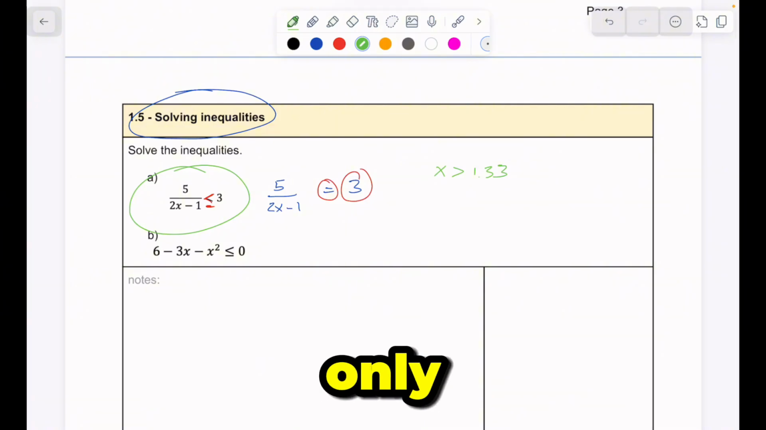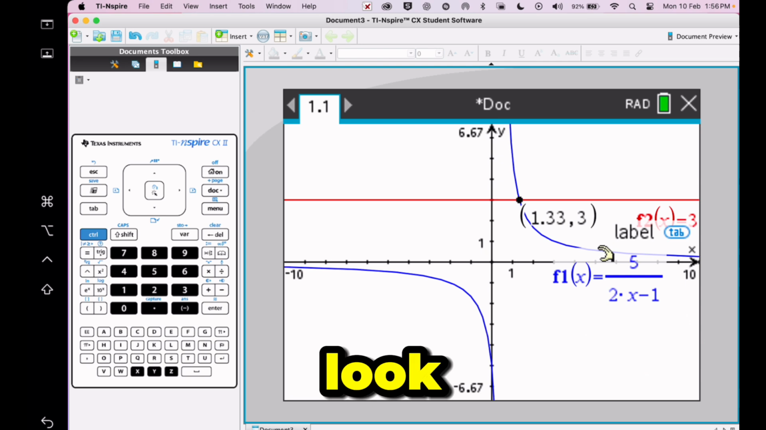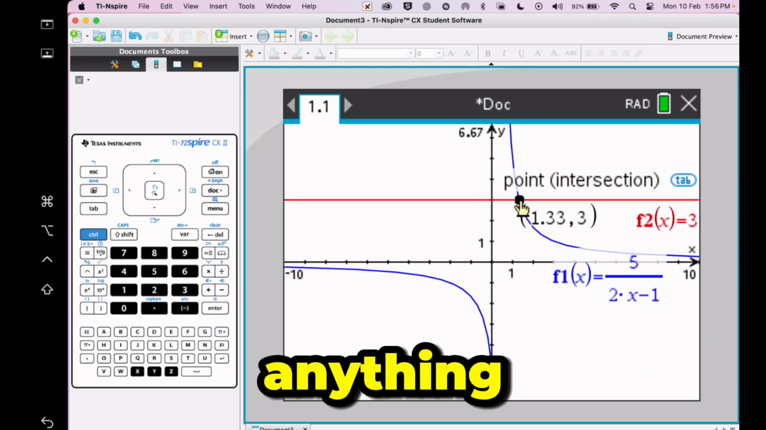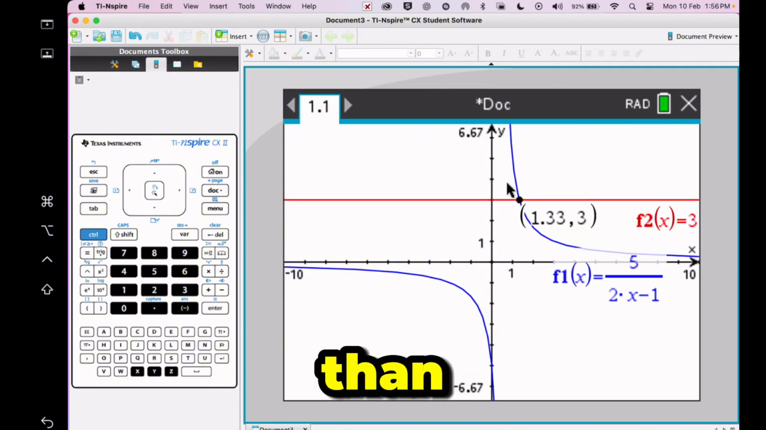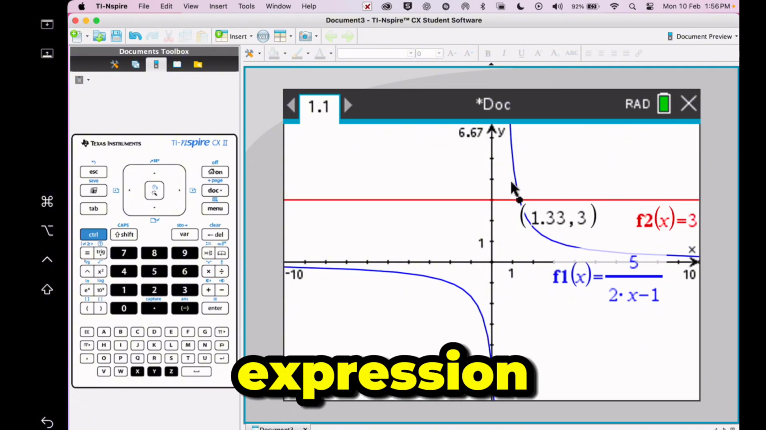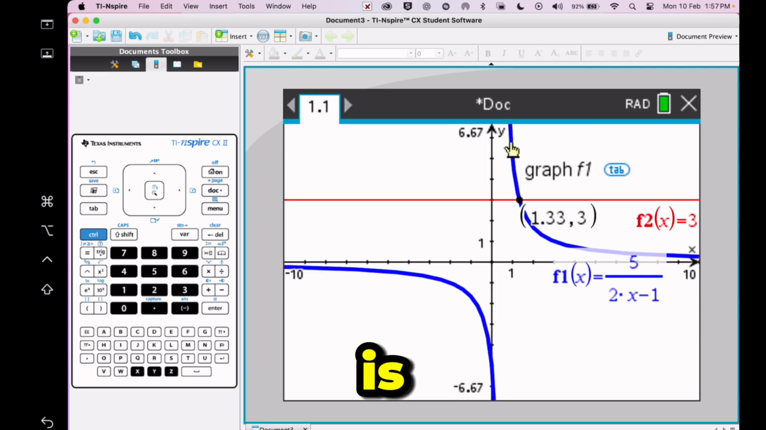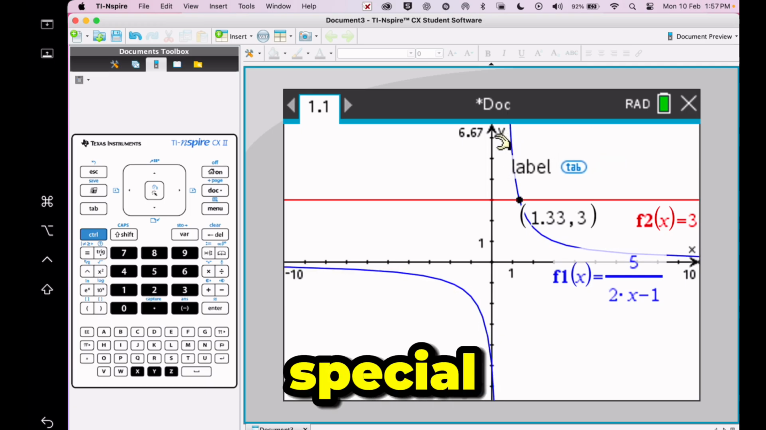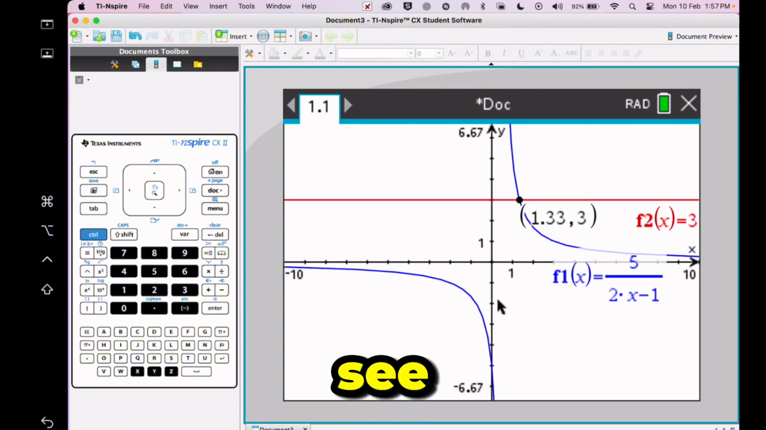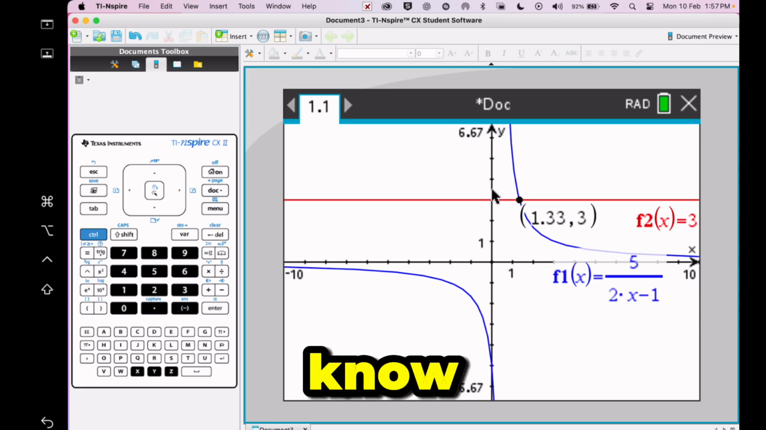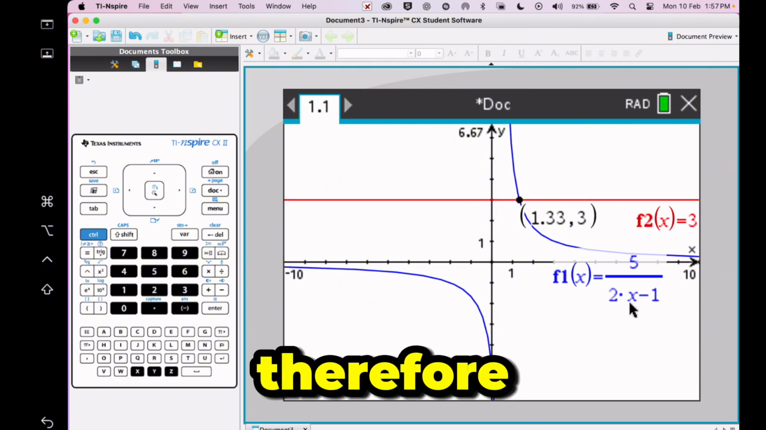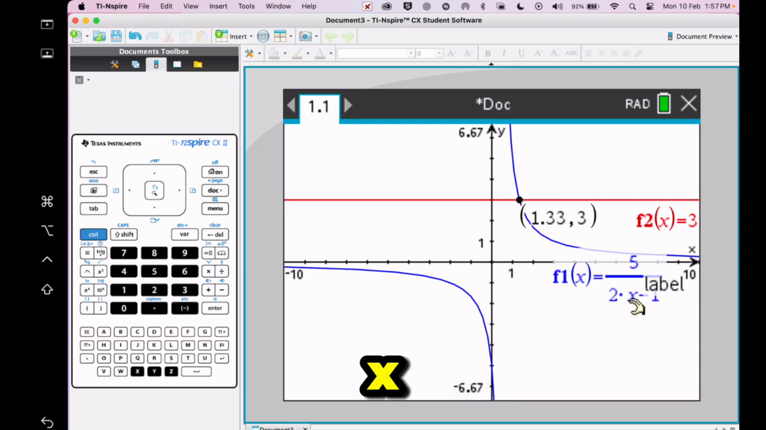Now, that is not the only solution there, though. If we go back and have a look, we realize that anything to the left, the graph is actually higher than the red line. So the expression less than 3 does not make sense there, because the graph is greater than 3 here. But there is a special point on the axes where there is an invisible line known as the asymptote, where the graph does not exist. If you want to know where that is, it is what value of x makes the denominator equal to 0. So 2x minus 1 equals 0, therefore 2x is equal to 1, therefore x is equal to a half.